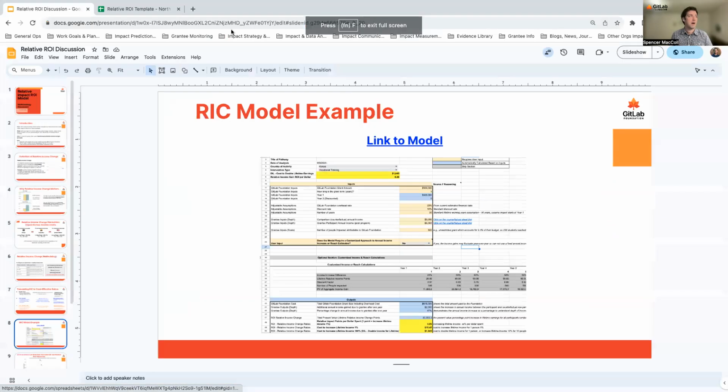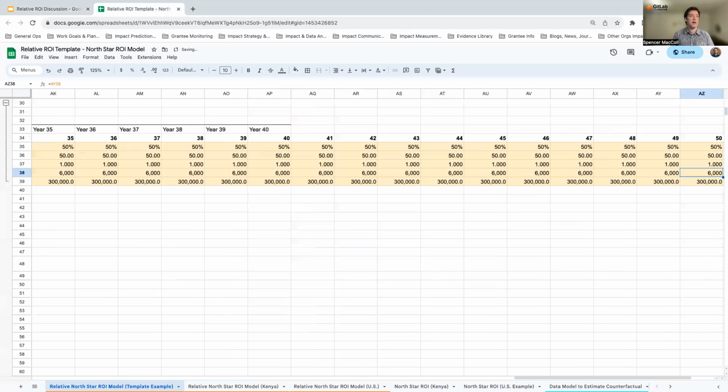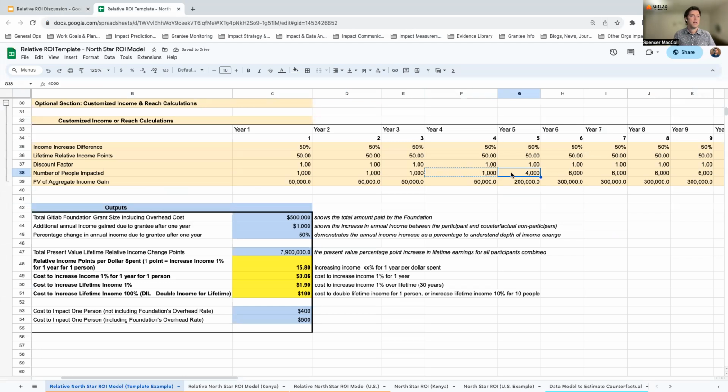To walk through what this looks like in a model, I just want to illustrate why this is a particularly easy way of looking at impact. If we look at just a 50% change for 1,000 people in 1 year, that's 1,000 times 50 points, 50,000 points. And we just sum that by the total number of years that the project's going on. So like I showed in the slide, we have 1.5 million points divided by the $500,000 cost gets us $1,000 to double someone's income for life.